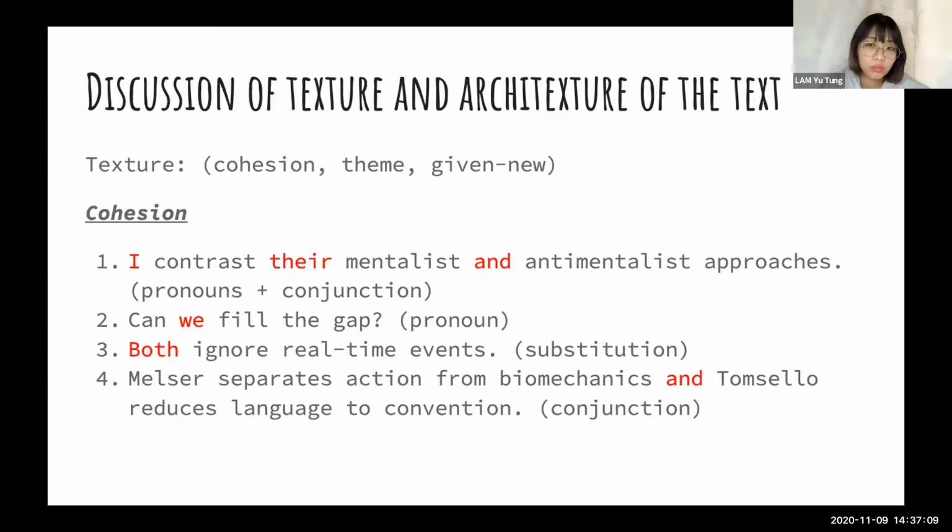This text used various types of cohesion skills. In sentence 1, the "I" was referring to the writer himself, and "there" was referring to Mauser and Tomasello. The pronouns are references of cohesion, and there is a conjunction "and" to establish the relationship between two continuous clauses of the text. In number 2, the writer used reference again. The pronoun "we" here is referring to all human beings. In sentence 3, the writer used the word "both" to substitute the previous sentence in the passage, which is Mauser separates action from biomechanics and Tomasello reduces language to convention.